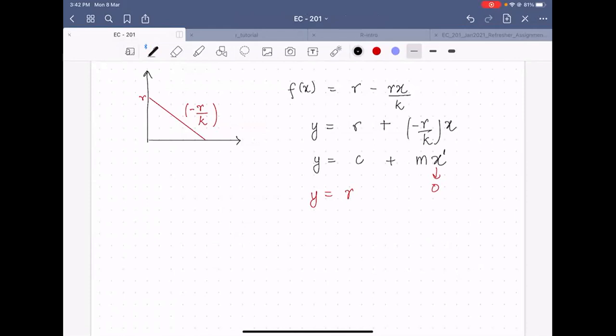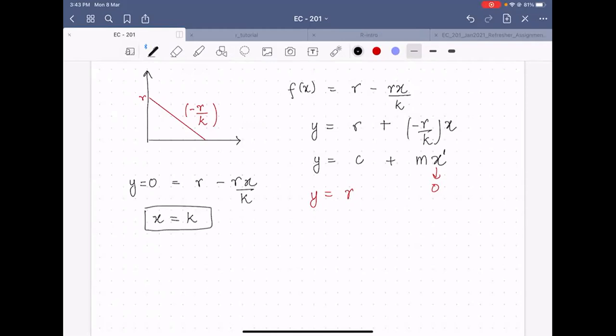Yeah, so we can equate y equal to 0 in the equation. I'll put the value of y as 0 and then solve it. So r minus rx by k equals 0, so R equals rx by k, and then r is cancelled. Then you're left with x equals k.